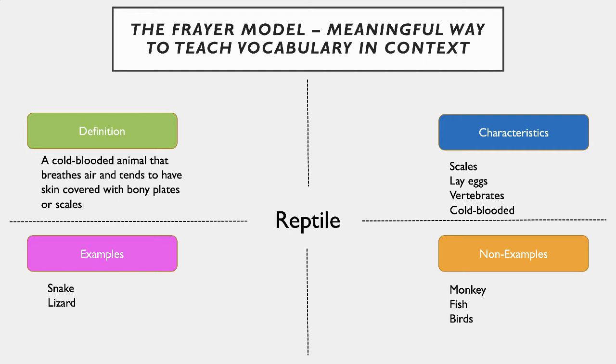So here's the word reptile, and it's defined as a cold-blooded animal that breathes air. Then the students get to identify the characteristics that go with this word. So scales, lays eggs, etc. Then actual examples are given: snake and lizard. And then non-examples help them to understand, well, this is what's different than what this word is. So in this case, monkey, fish, and birds. This is also really good for teaching nonfiction terms and academic vocabulary.